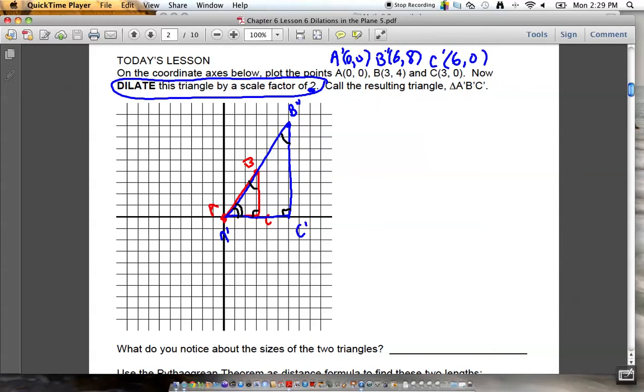How far is it from here to here in the red triangle? 3, just count. How far is it from here to here in the red triangle? 4. Now, let's take a look at the blue triangle. How long from here to here? 6. And that makes sense, right? Because we've dilated by 2, which means multiply by 2. What's 3 times 2? 6. So this is 4. What would you predict the B prime, C prime length to be? 8. Let's see. 1, 2, 3, 4, 5, 6, 7, 8. Yes, very good. So that works out to be 8 also. Now, those are the legs of the triangles.